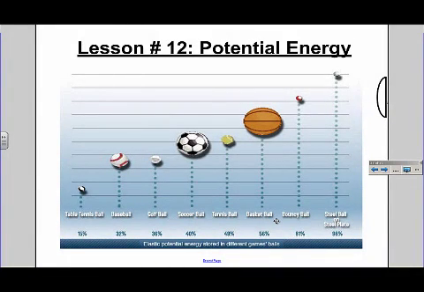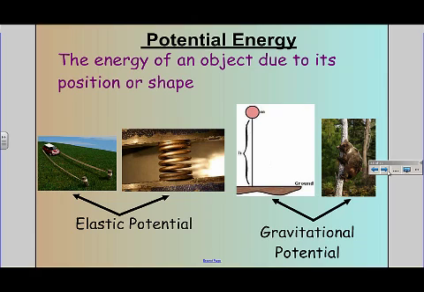Lesson number 12 is on potential energy. We've gone into depth with kinetic energy, how to calculate kinetic energy, and how to use that formula to find either mass or speed. Now we're going to look more in depth at potential energy.